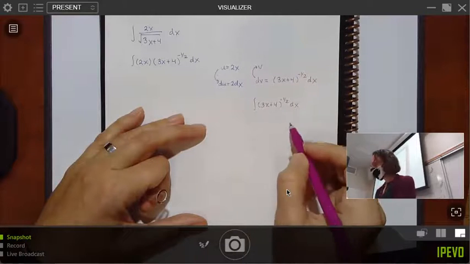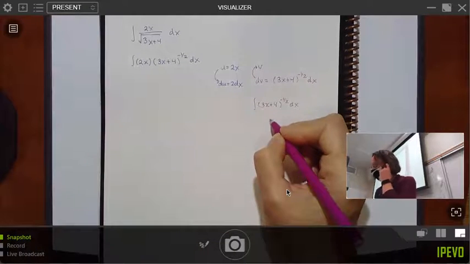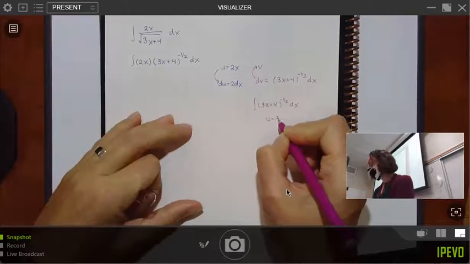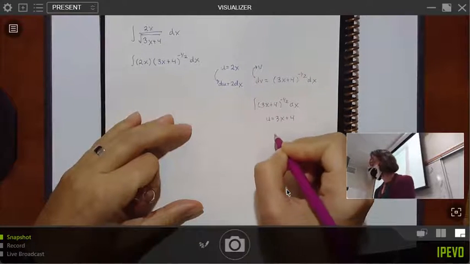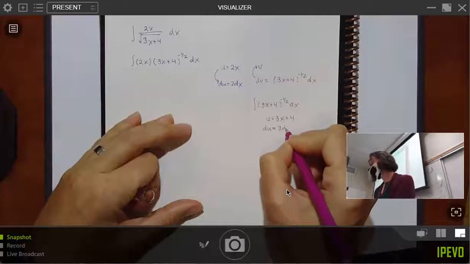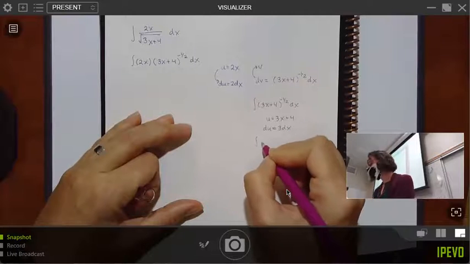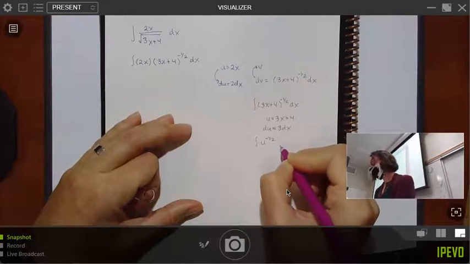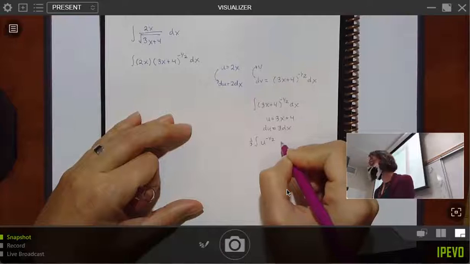So here, I'm going to let u be equal to 3x plus 4 so that du is 3 dx. And I can rewrite that as u to the negative 1/2 times 1/3 du.